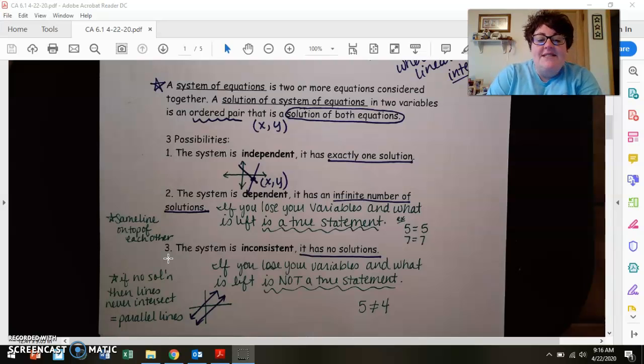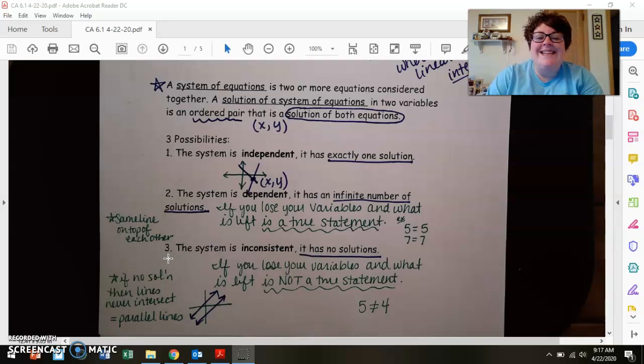The second type of system is a dependent system, and that means it has infinite solutions. How you know you have this case is if you lose your variable and what is left is a true statement. So if you're left with 5 equal to 5, 7 equal to 7, 0 equal to 0, that's a true statement. If I think about that graphically, basically it's the same line, right on top of each other. So that means every xy coordinate is what they have in common. That's why it's infinite solutions.